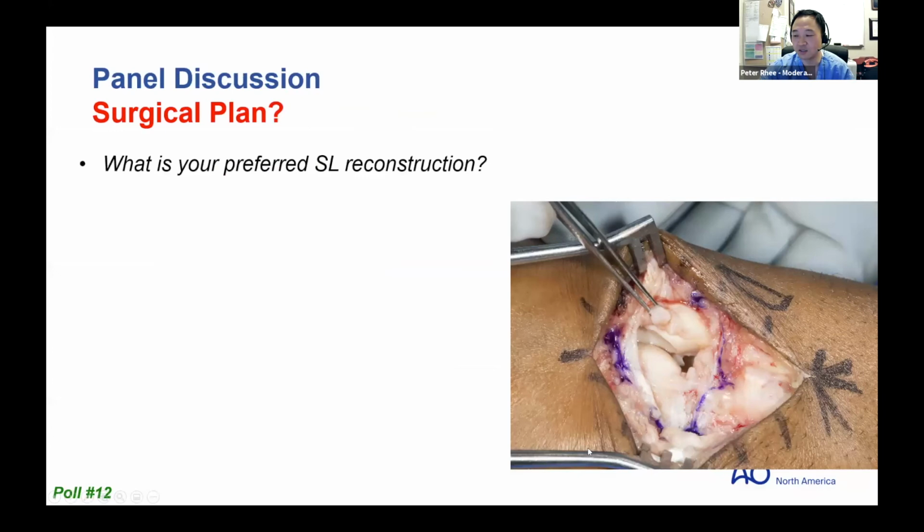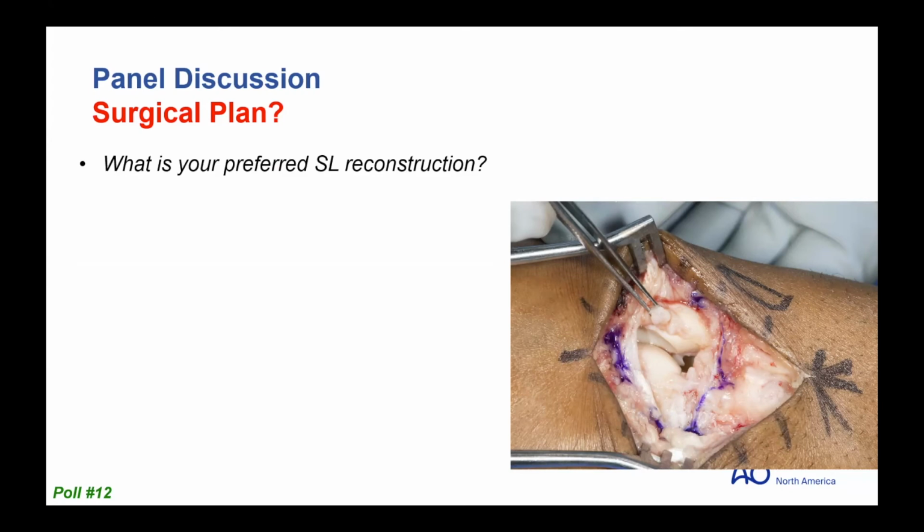And so before we get to Kevin's talk on how he prefers to reconstruct the SL, probably a big source of controversy is how do you fix or reconstruct an SL? So let's ask this question before we get to Kevin's talk. And maybe while you guys are answering this question, I'll just go through the panelists. Doug, how do you like? I didn't have a question 12.